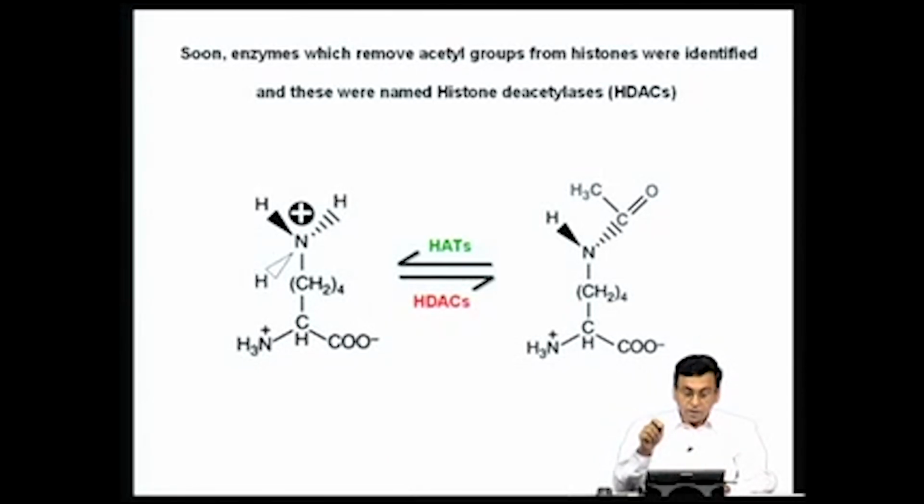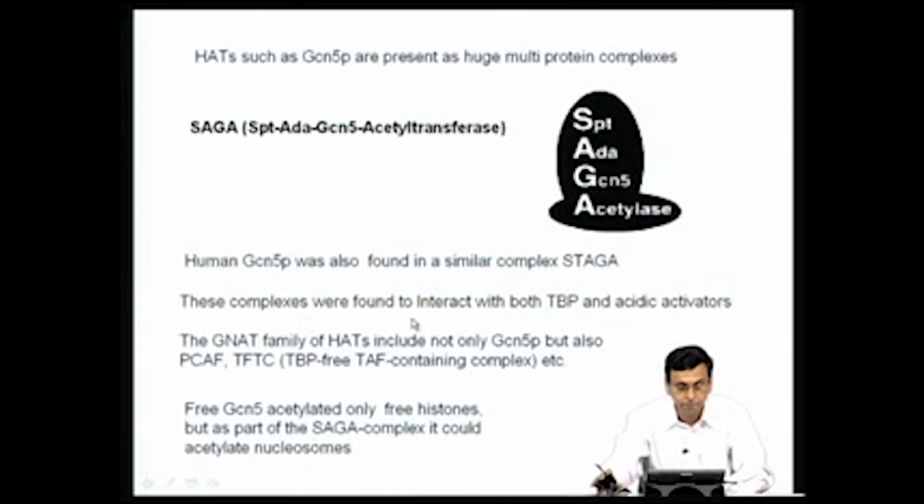And soon people recognized there are in fact enzymes called histone deacetylases, abbreviated as HDACs, which are capable of removing the acetyl groups added by the HATs. So these are called HDACs or histone deacetylases. You can see here you have histone molecules, and there are enzymes called HATs which add an acetyl group to the histones, and these acetylated histones are then deacetylated by a group of enzymes called HDACs, and there is an equilibrium between the HDAC activity and HAT activity at any given time inside the cell.